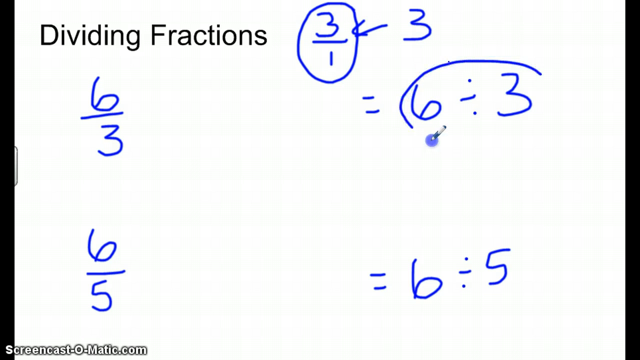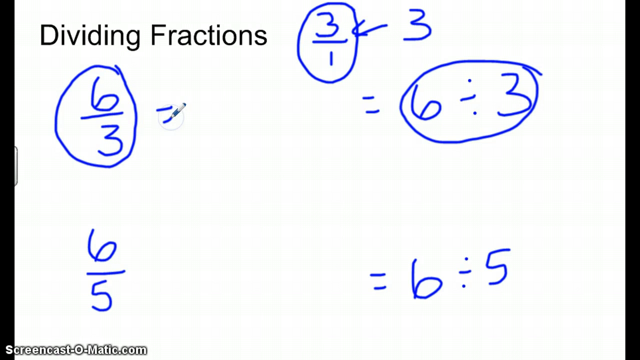So 6 divided by 3 can be written as a fraction that looks like this: 6 divided by 3, with 6 as the numerator and 3 as the denominator. Well, clearly we know the answer here is 2. But I want you to think about this in a different way. I am going to put both of these as fractions. The number 6 as a fraction would be 6 over 1.